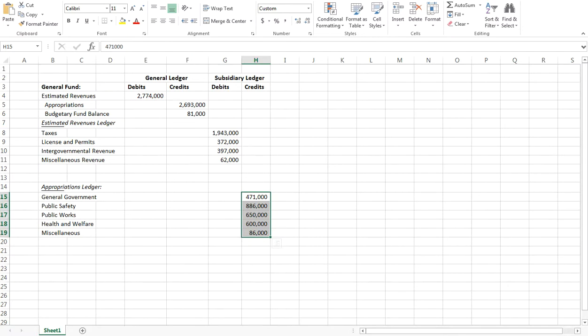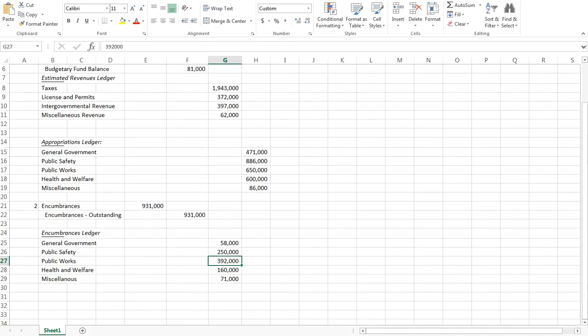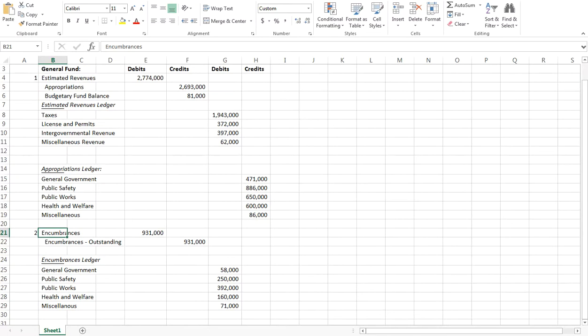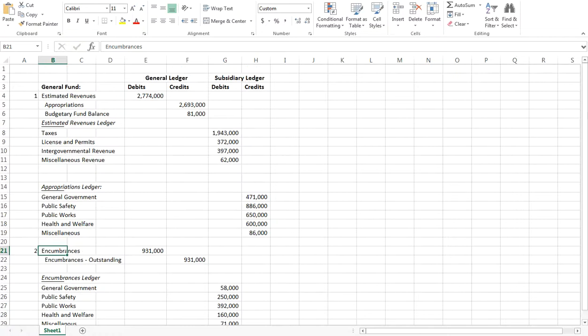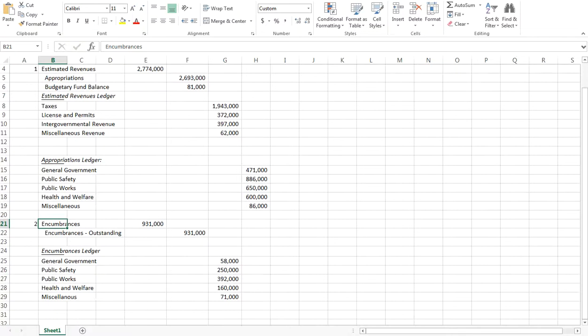This is number 1. This takes care of the requirements for the information we were given in number 1. Now we're going to move on into number 2. In number 2, we have encumbrances issued against the appropriations. I entered my general fund debits and credits for the encumbrances, and then in my subsidiary ledger, I came over here and entered each one of those encumbrances. That takes care of that one.